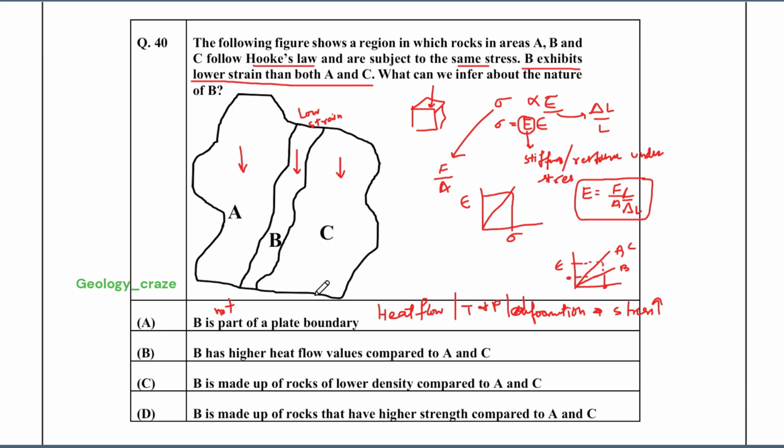B is not a plate boundary because we have low strain. If we have more stress, we get more strain. So this rock should have more strain compared to A and C if it were a plate boundary. So it is not a plate boundary, and that's why this option is wrong. Now in option B, B has a higher heat flow value compared to A and C.